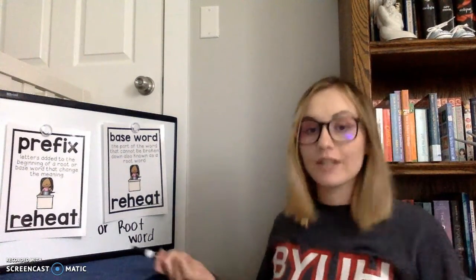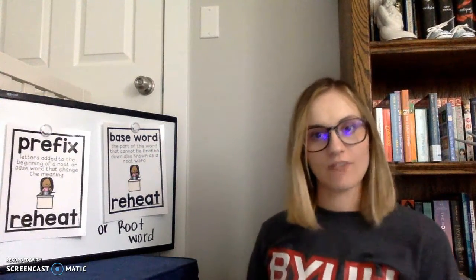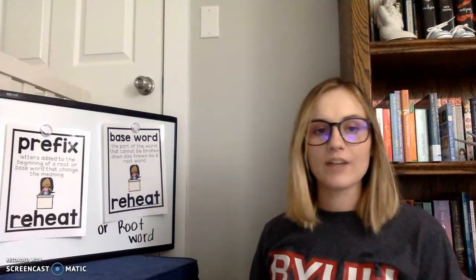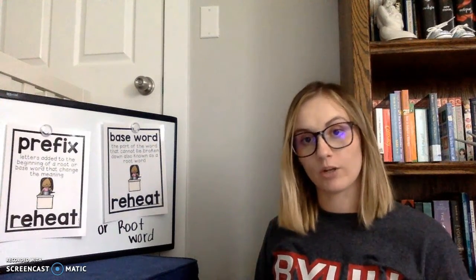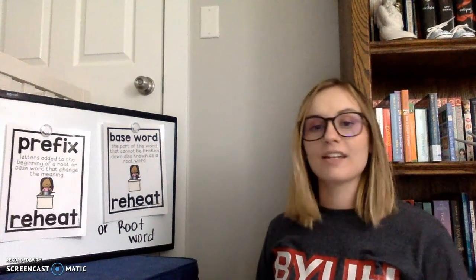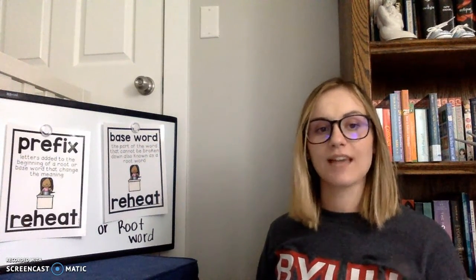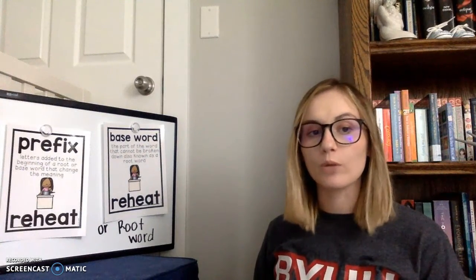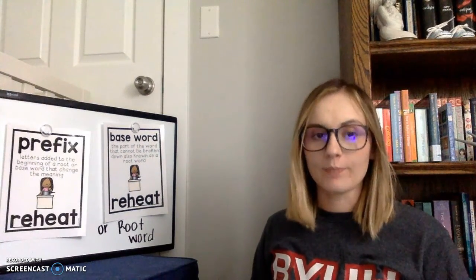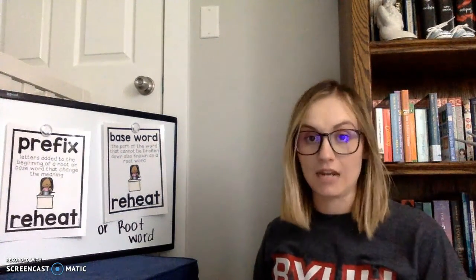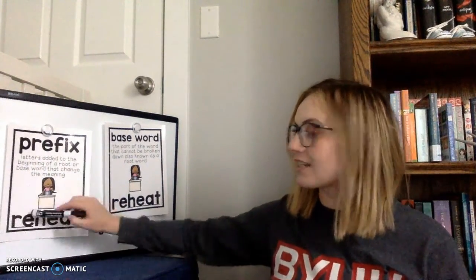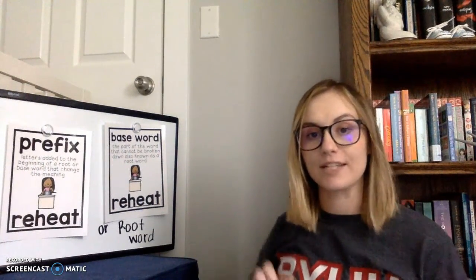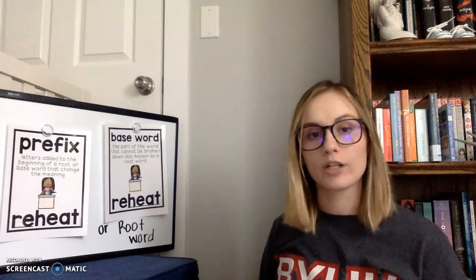Okay, a prefix is kind of the opposite of a suffix. Instead of a word part going at the end of a word that's already a word, a prefix goes at the beginning, and it's just letters added to the beginning of a root word or base word that change the meaning. So for example, reheat, the root word is heat, and the prefix is re. Those are the letters that were added to the beginning of that root word.